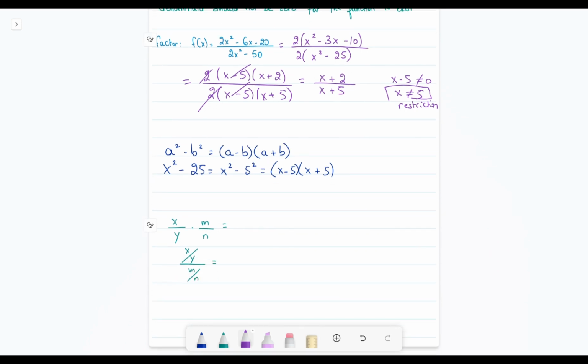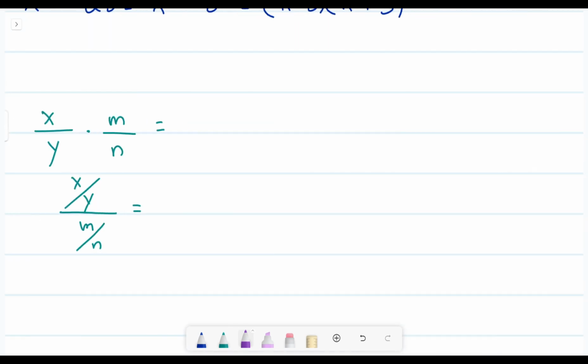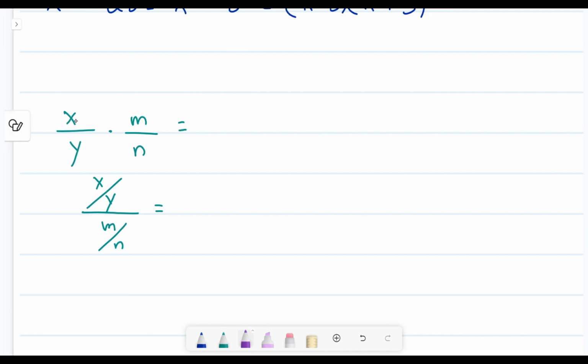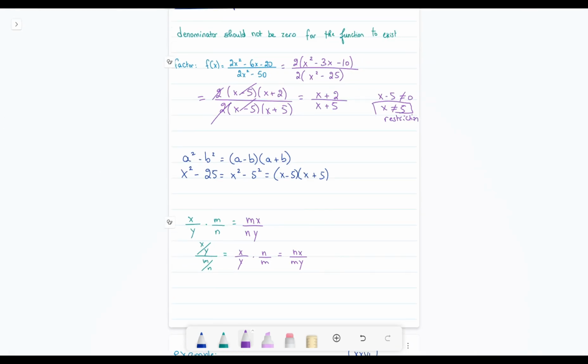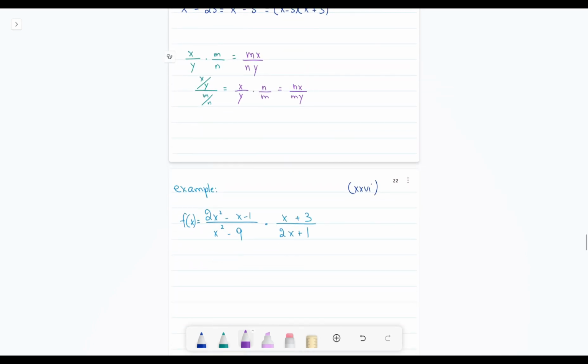So again, we will have a different video to explain factoring thoroughly if you are having trouble with it. And for now, I just wanted to let you know that these are fractions. We can multiply fractions, so x divided by y times m divided by n. We multiply the numerators, gives us mx. We multiply the denominators, gives us ny. If we had x over y divided by m over n, this is x over y times n over m. We get nx divided by my. So we will use all of these techniques in the following exercise.